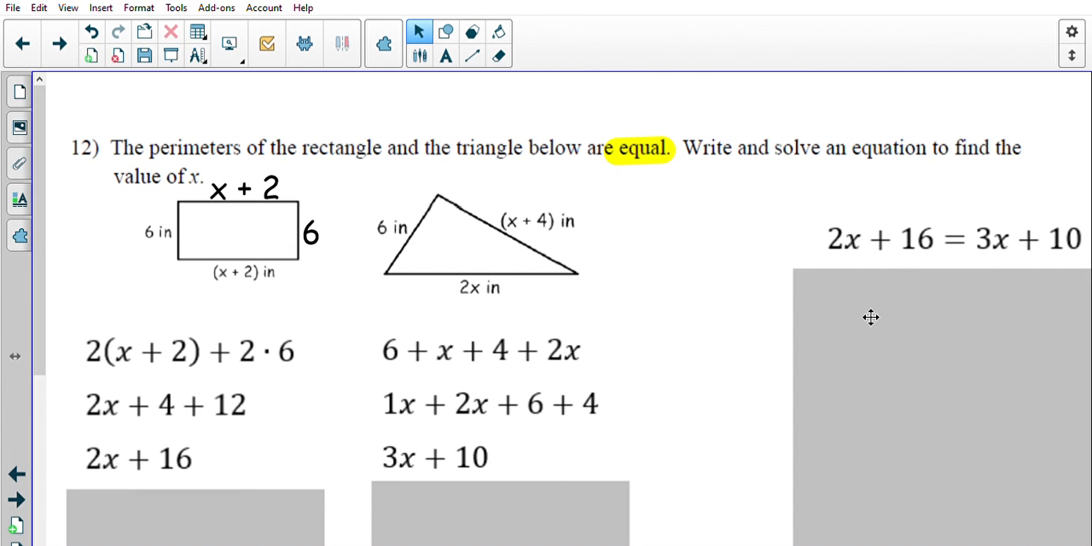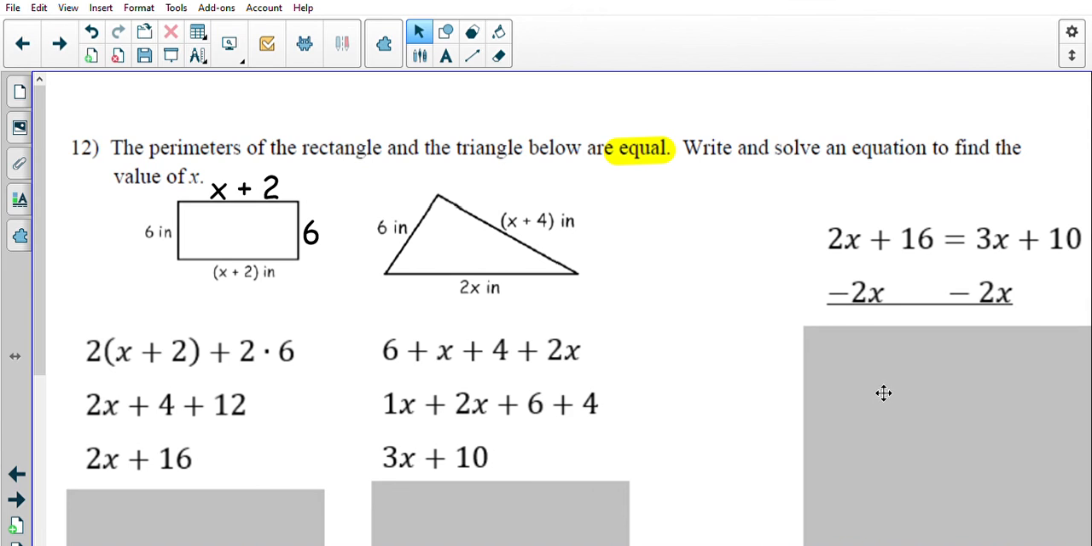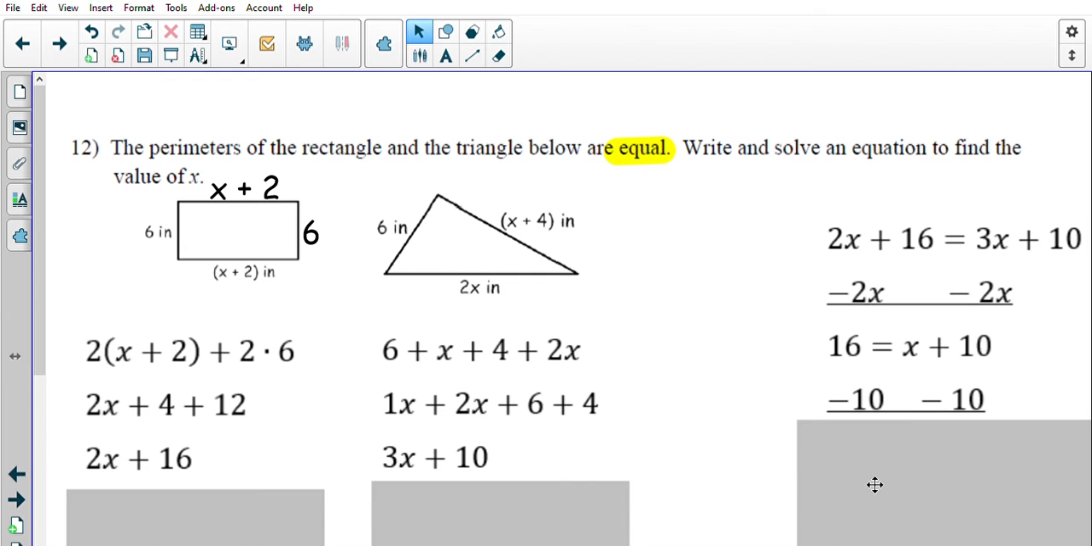Now, 2x is smaller than 3x. It's positive, so let's subtract 2x from both sides. That gets us 16 equals 1x plus 10. Subtract 10 from both sides. X is 6. Now, a way to check our solution here would be to find the perimeter of each figure and see if they have the same perimeter.